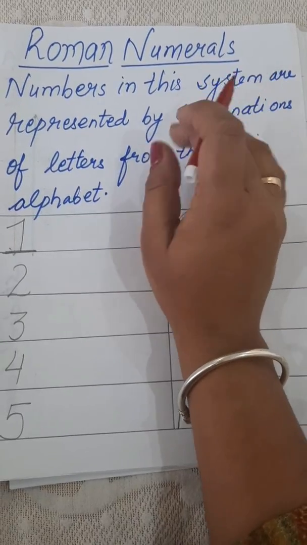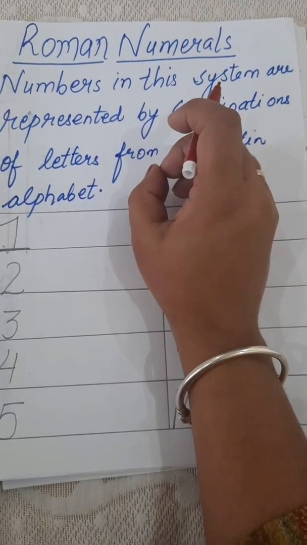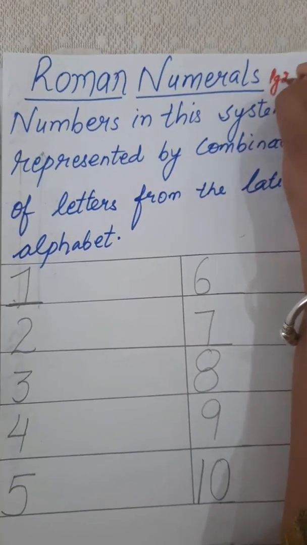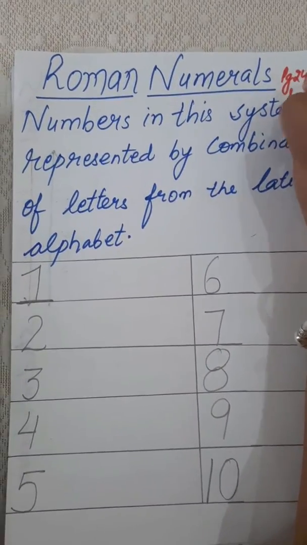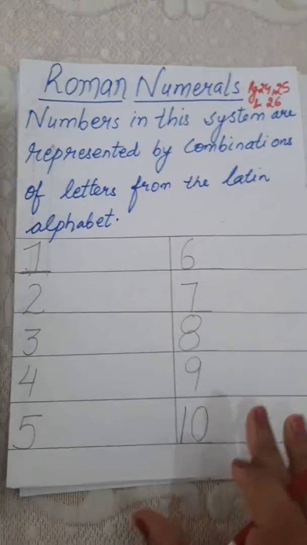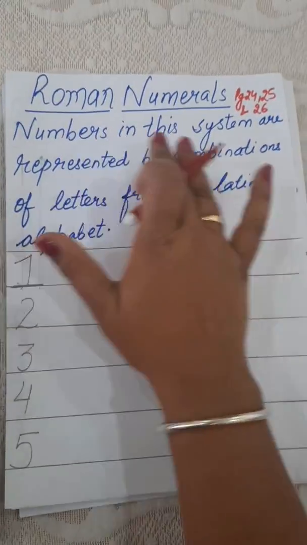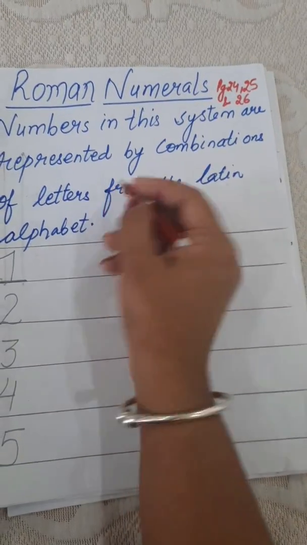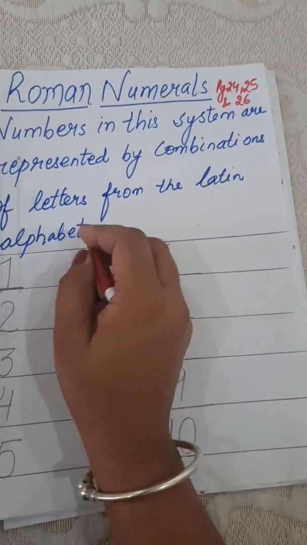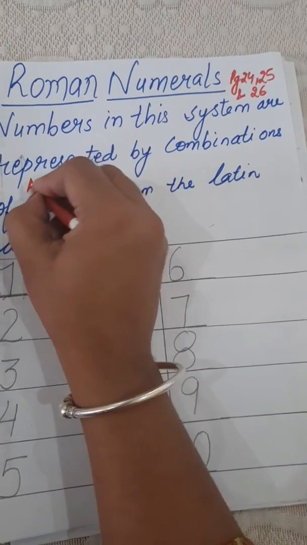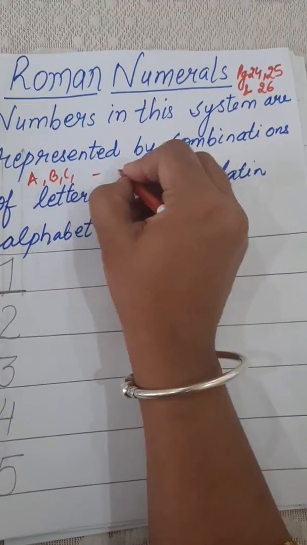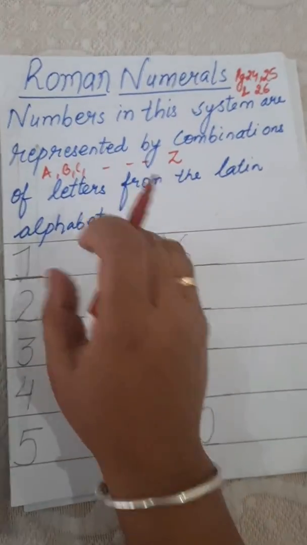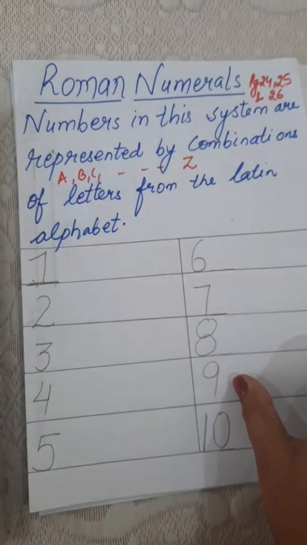So next we have Roman numerals. There is no such exercise based on Roman numerals, but we will do this topic, which is on pages 24, 25 and 26 of the NCERT book. So what are Roman numerals? Numbers in this system are represented by a combination of letters from the Latin alphabet, like A, B, C up to Z. From A to Z, we always use capital letters while writing Roman numerals.